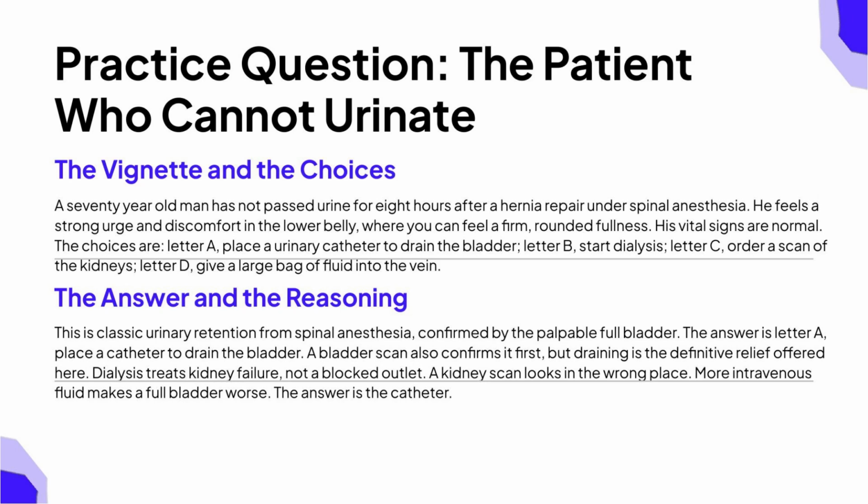Here is the reasoning. This is textbook urinary retention, and spinal anesthesia is a classic trigger. The firm fullness you can feel is the distended bladder, which confirms the diagnosis. The right next step is letter A, place a catheter and drain the bladder. In practice, a quick bladder scan confirms it first, but draining is the relief the patient needs, and it is the best option offered. Let us eliminate the rest. Dialysis treats kidney failure, which this patient does not have. A kidney scan looks in the wrong place because the problem is the outlet, not the kidneys. And giving more fluid into the vein only fills an already overfull bladder and makes things worse. The answer is the catheter.